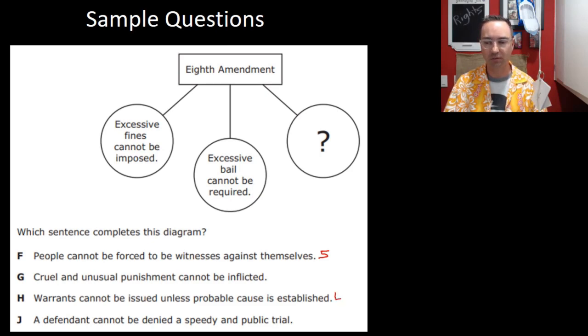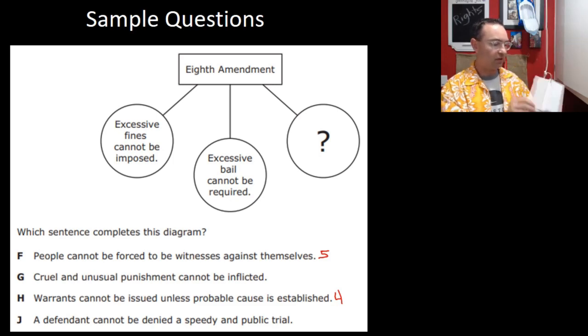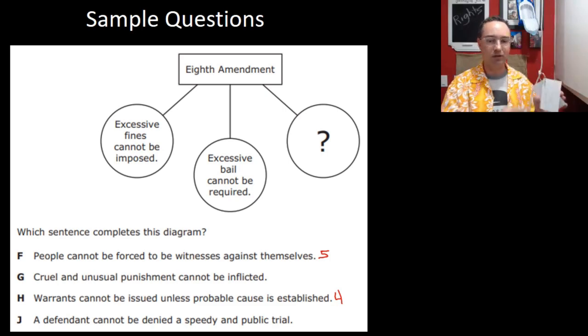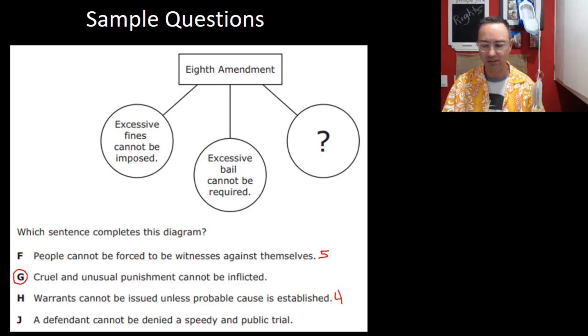That's Amendment 4. We've talked about warrants. A defendant cannot be denied a speedy and public trial. Which one of these is the 8th Amendment? If you're like, I don't even remember, let's look back here. 8th Amendment. No cruel and unusual punishment. Cruel and unusual punishment, 8th Amendment. Absolutely G.